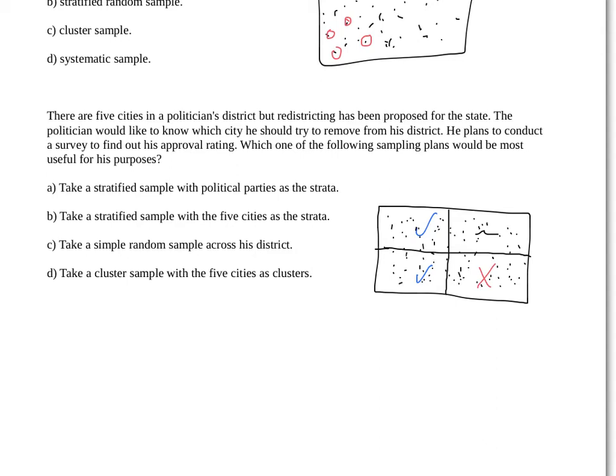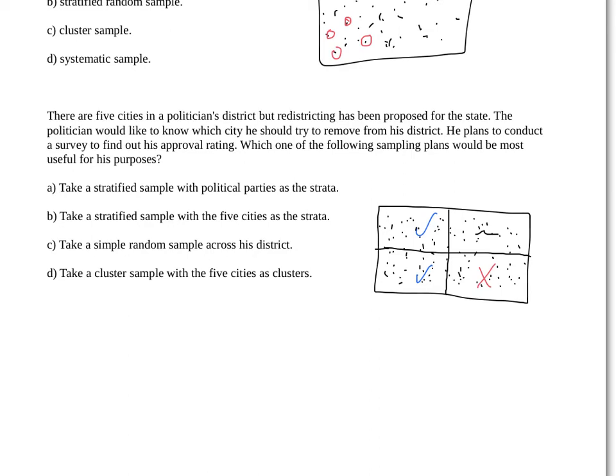And what's he going to do? Now, if he takes a stratified sample with political parties as the strata, would that be useful? I mean, he would basically find out how many people in his political party like him, right? And how many people in the opposing political party like him. And that's not really what he's trying to do. He's not trying to do some kind of strange redistricting where he only gets people who are in his political party. That wouldn't help him.